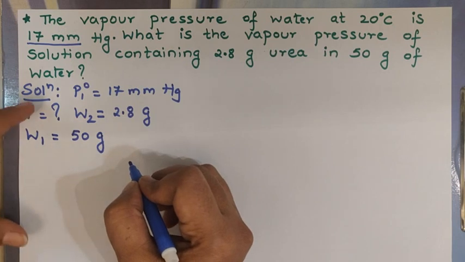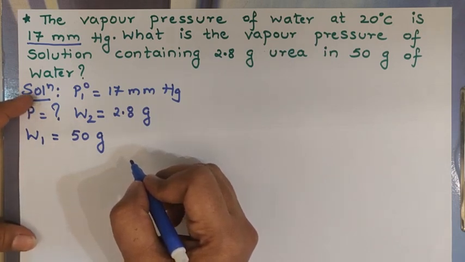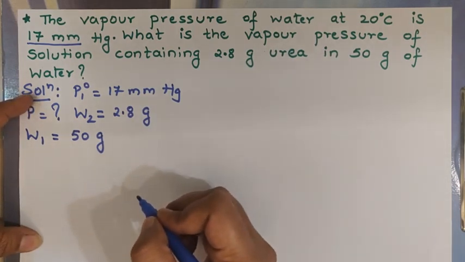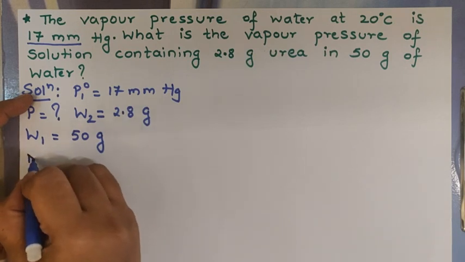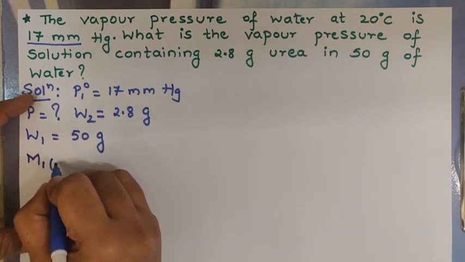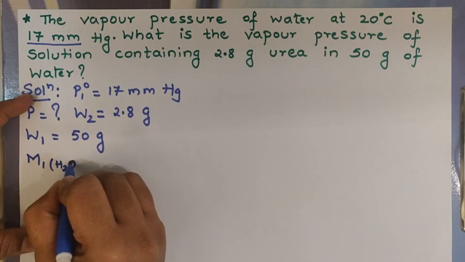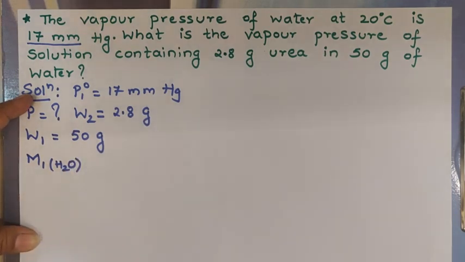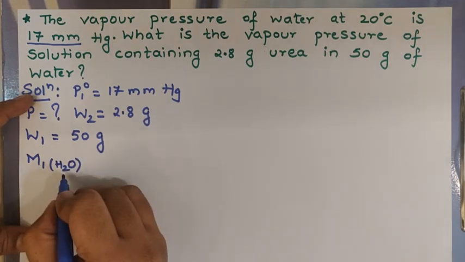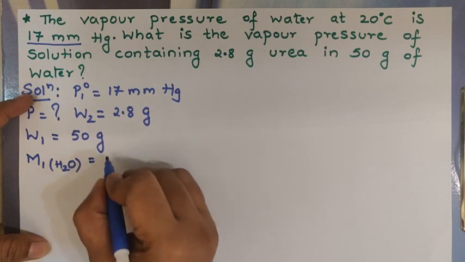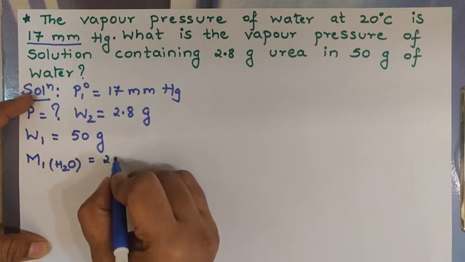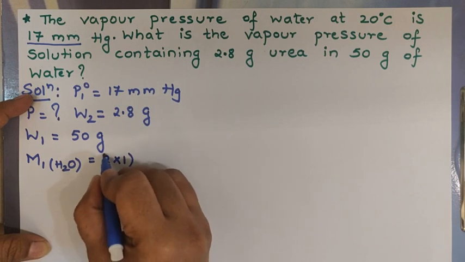Now the formula we have is delta P upon P1 naught equals W2 upon W1 into M1 upon M2. So first we need to find out M1. That stands for the molar mass of the solvent. For this we need to know the formulas. So here I have written the molecular formula of water. The number of atoms of hydrogen in water is 2. Hydrogen atoms are 2 multiplied by the atomic mass, that's 1.